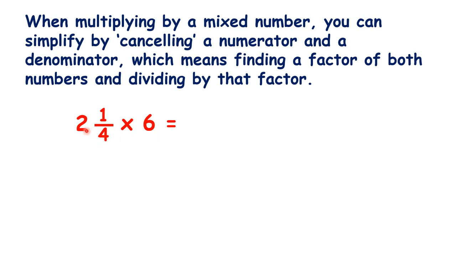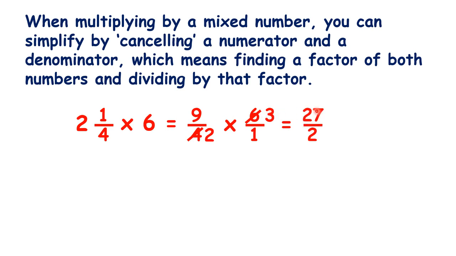As always, when we're multiplying by a mixed number, we change it to an improper fraction, so 2 1/4 is the same as 9/4. We're multiplying by 6, which we can write as 6 over 1, but now we get to cross-cancelling. 4 and 6 are both in the 2 times table, so we can divide them both by 2. So we now have 9/2 times 3, or times 3 over 1, but that will give us the same answer.